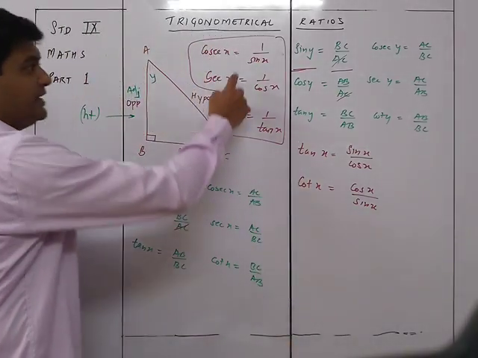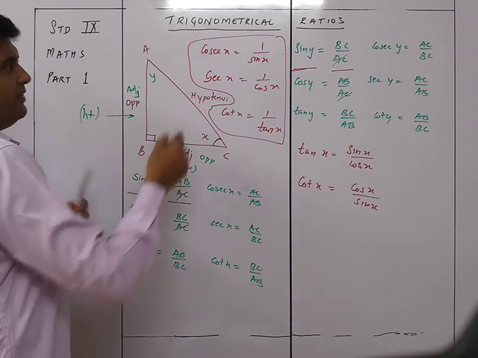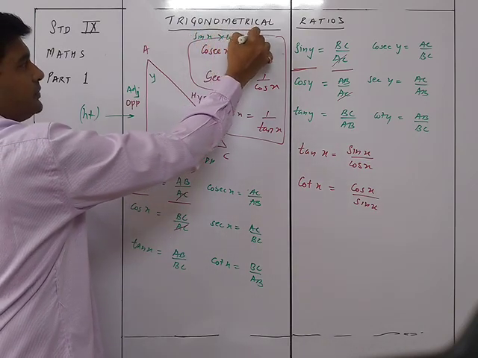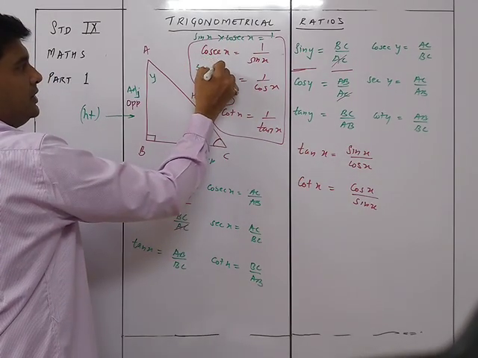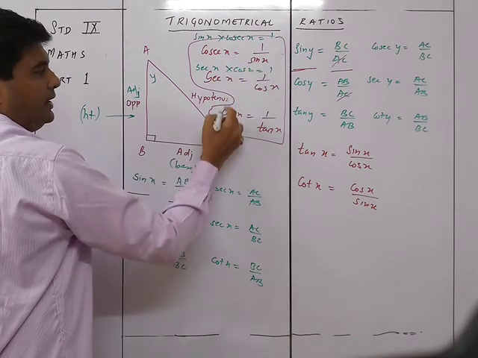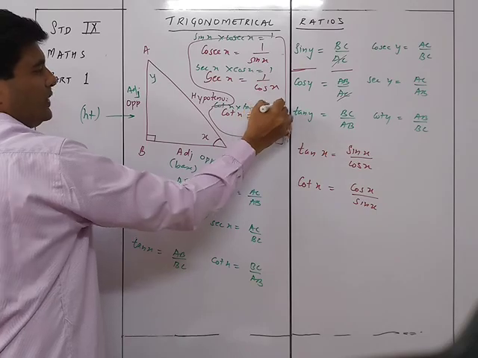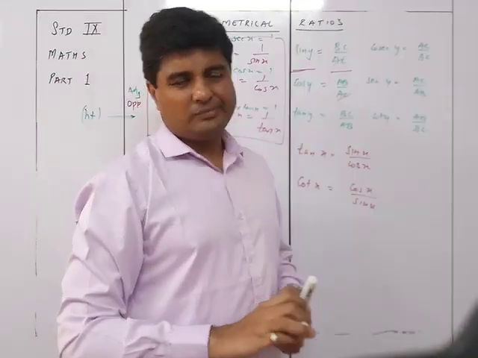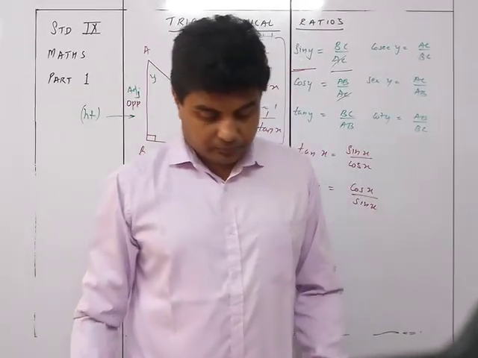Or here also we can say sin x into cosec x is equal to 1. You can have it as sin x into cosec x is equal to 1. Here you have sec x into cos x is equal to 1, and cot x into tan x is equal to 1. All these are the same thing, just written in a different form. So nothing important as such, nothing new to learn, right?